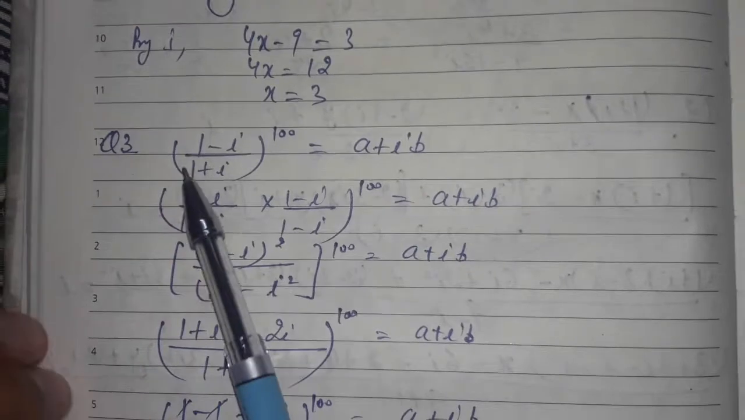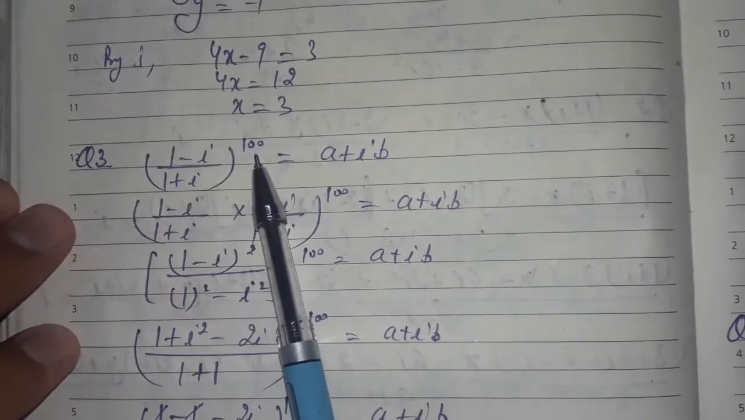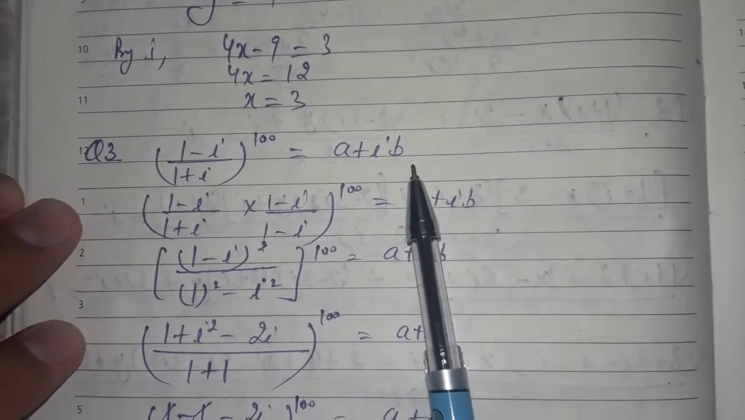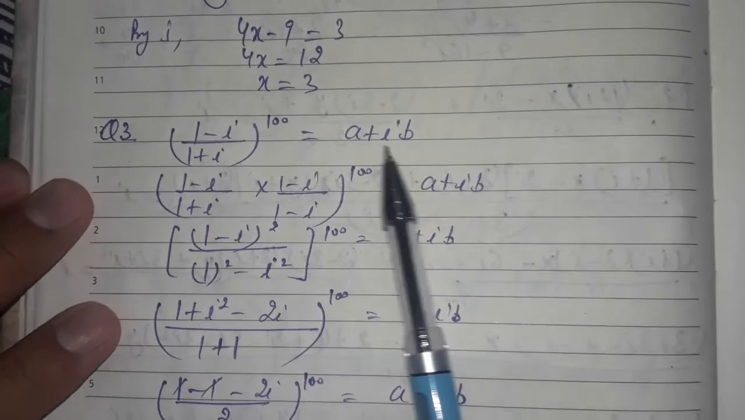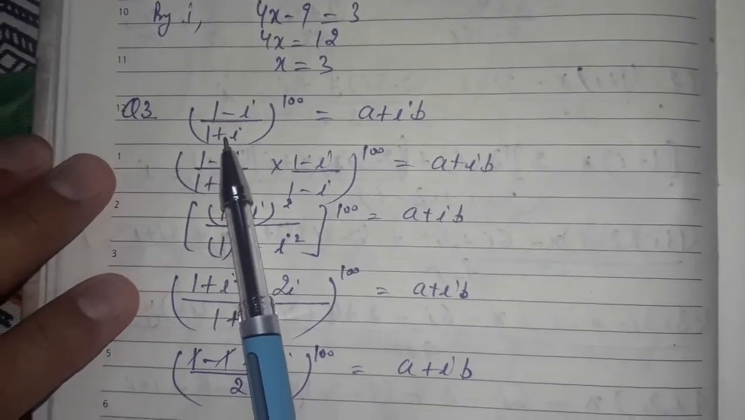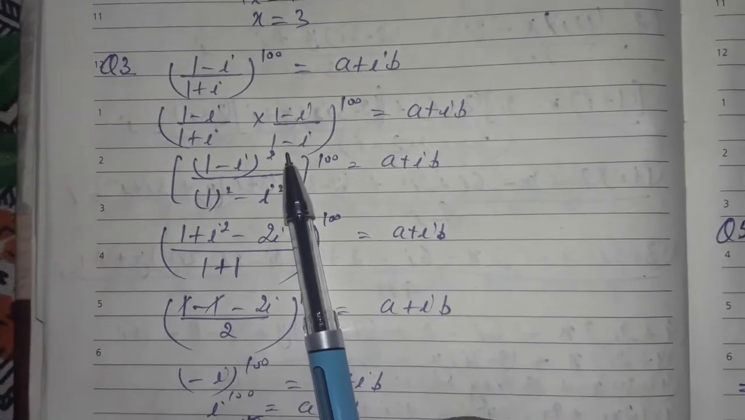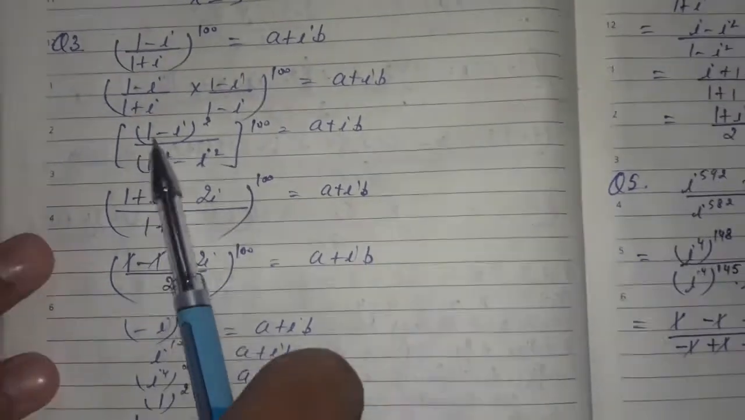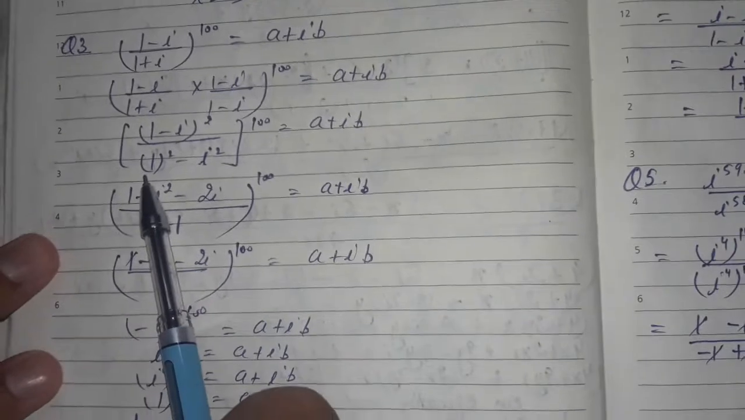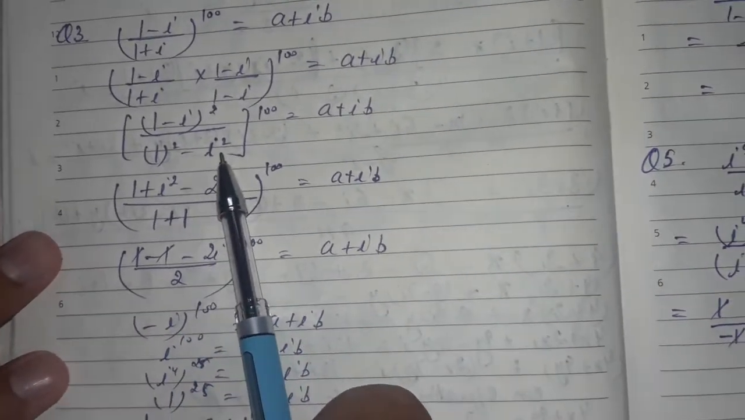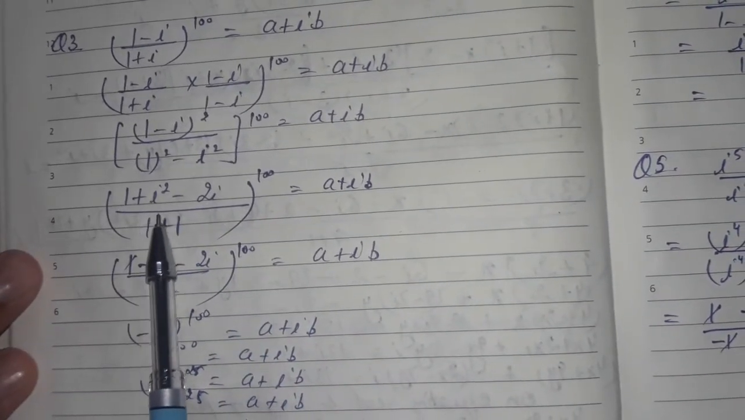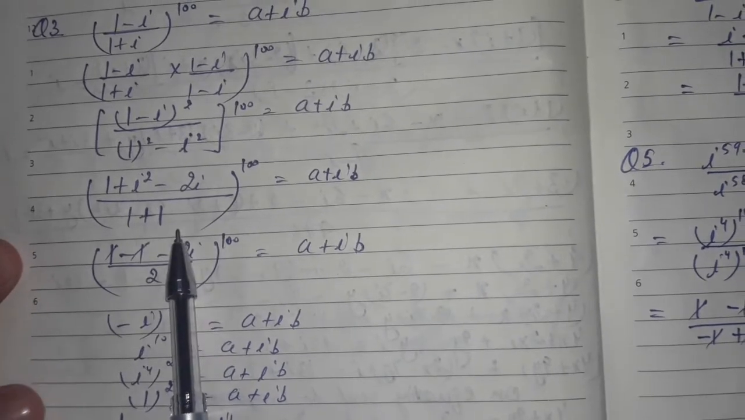Now another question is (1 minus iota upon 1 plus iota) to the power 100 is equal to a plus iota b. We have to find the values of a and b here. So multiplying and dividing by the conjugate in this bracket, that is 1 minus iota in the numerator and 1 minus iota in the denominator, it becomes (1 minus iota) whole square. In the denominator we get 1 square minus iota square. Expanding it, 1 plus iota square minus 2 iota upon 1 plus 1.